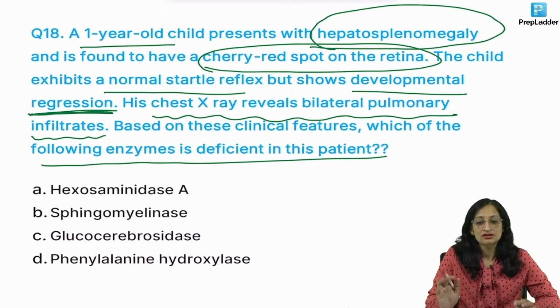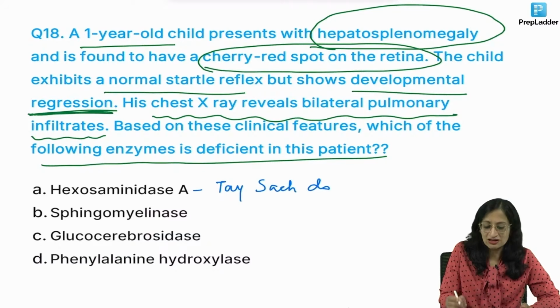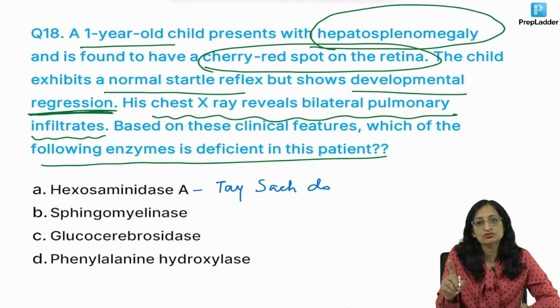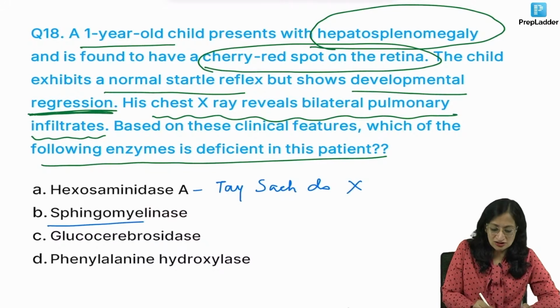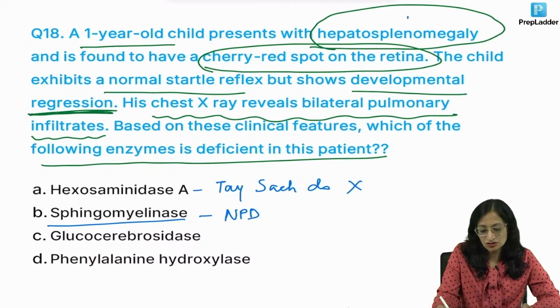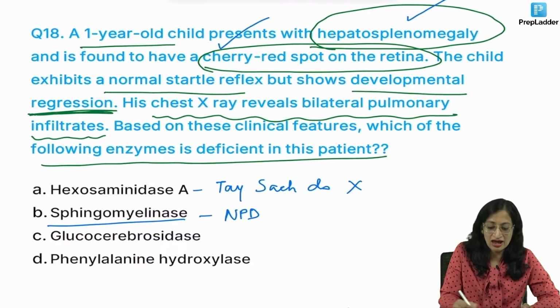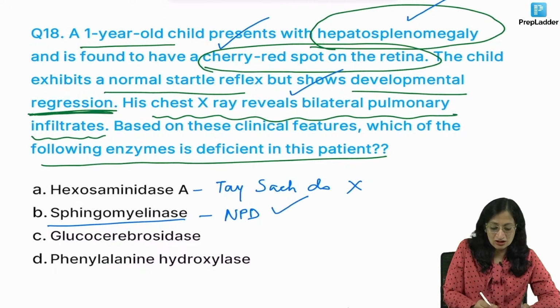So, hexosaminidase A deficiency is seen in Tay-Sachs disease. But can it be Tay-Sachs disease? In Tay-Sachs disease, we do not get hepatosplenomegaly. So, it cannot be Tay-Sachs disease. Sphingomyelinase deficiency is Niemann-Pick disease. Yes, Niemann-Pick disease has got hepatosplenomegaly, cherry red spot and has pulmonary involvement also. So it can be Niemann-Pick disease.